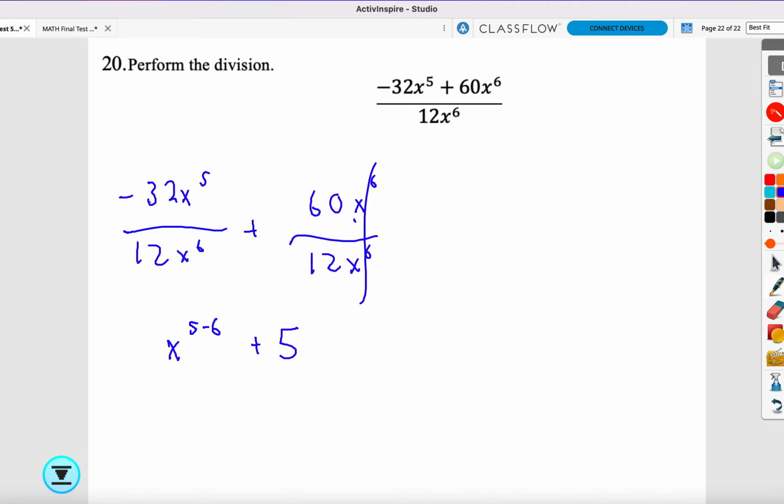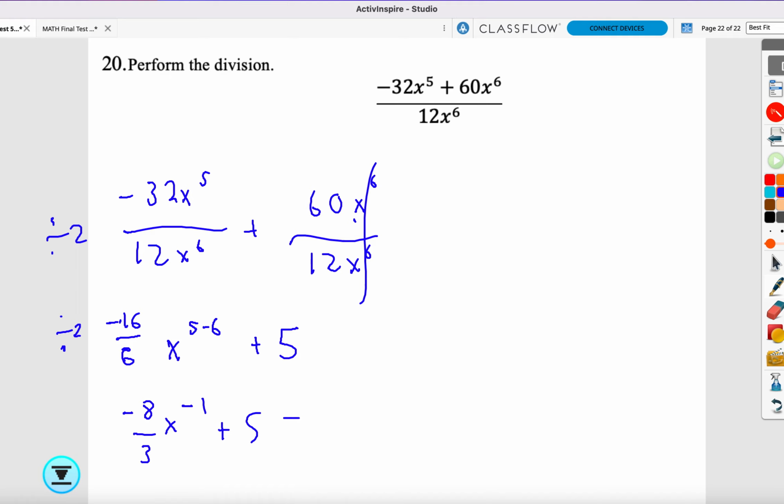Negative 32, 12. I can divide both of these by 2. So negative 32 would be negative 16. 12 divided by 2 is 6. I can do this again. So I just divided by 2, so I'm going to divide by 2 again. So then we get negative 8 over 3, x to the negative 1, plus 5.